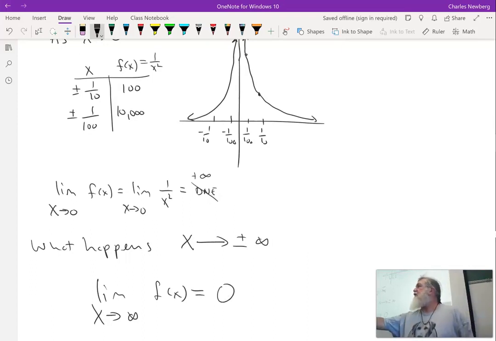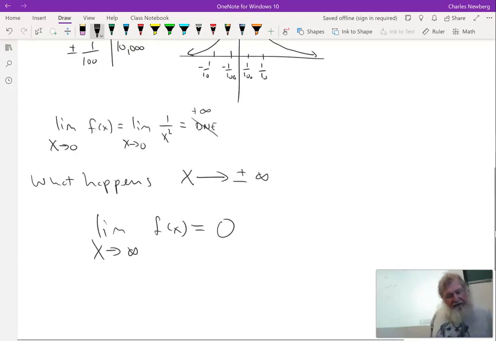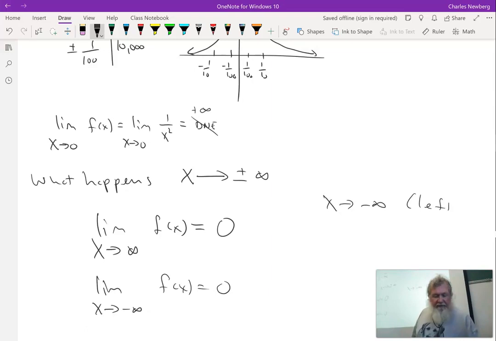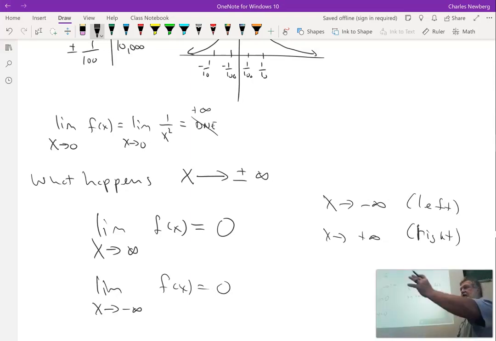They're getting really close to 0. And we could also say the limit as x goes to negative infinity of f of x also what? Equals 0. So now we're allowed to, as x goes off to negative infinity, what is that? That's off to what? The left, my right. And as x goes off to positive infinity, we're looking at what? The right. So now we're looking at far left and far right.